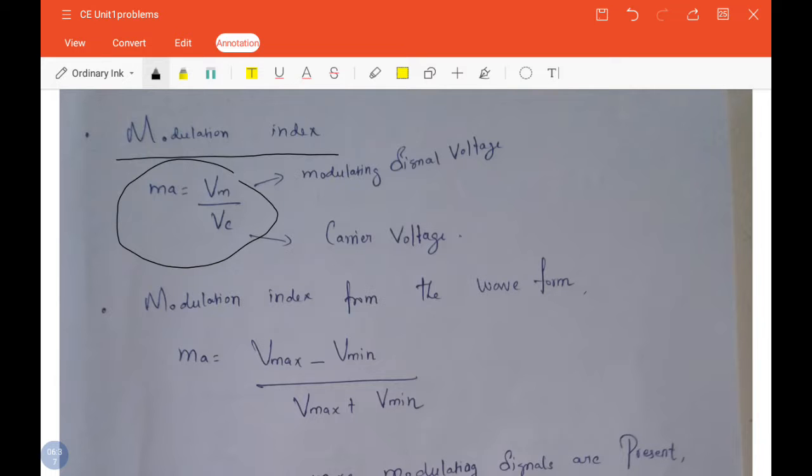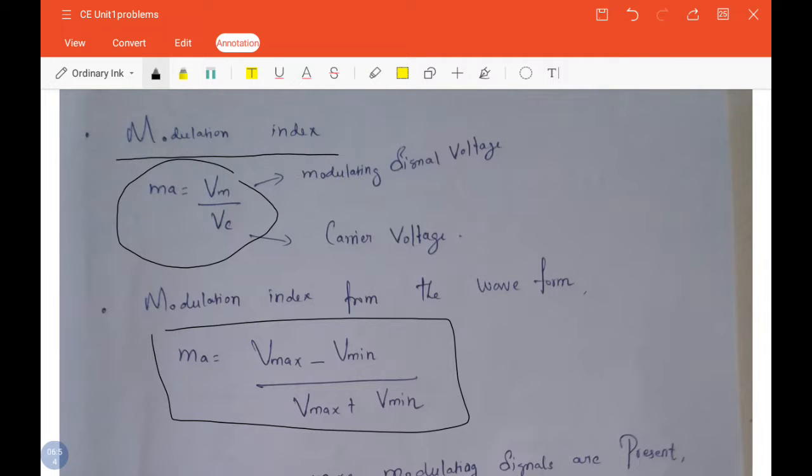This is one way. And if you know the signal waveform, if they have given some waveform with Vmax and Vmin values, then also you can calculate the modulation index by this formula, that is MA equal to Vmax minus Vmin divided by Vmax plus Vmin.